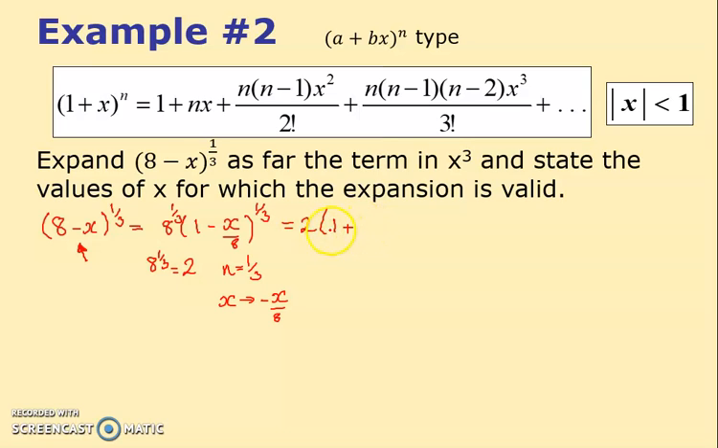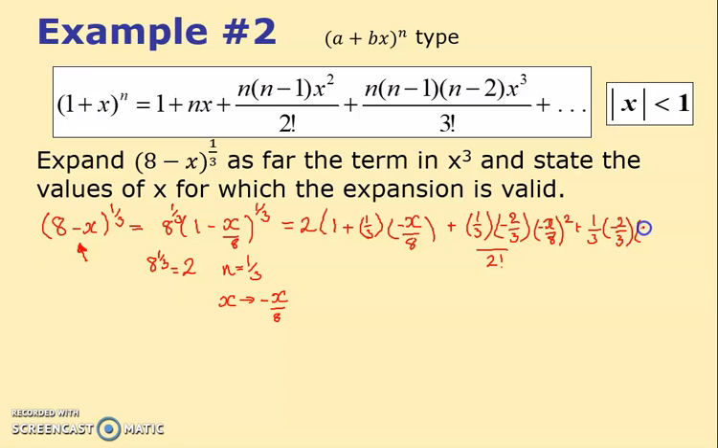So here I'm going to write 2 in brackets 1 plus, and I'm just simply going to write n is a third, so I'm going to just follow the formula, times the x, which is minus x over 8. Plus n is a third, times n minus 1 is minus 2 thirds, over 2 factorial times minus x over 8 squared. And it says I need up to x cubed, so I need an extra term. Plus a third, minus 2 thirds. Take another one off, it's minus 5 thirds. All over 3 factorial times minus x over 8 cubed.